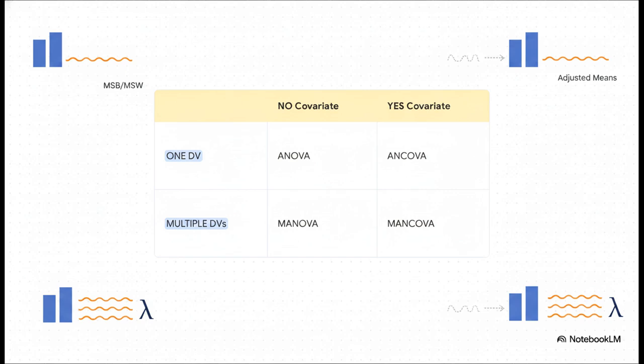square within. Now, if you need to filter out the influence of an extraneous variable, a covariate, you shift to ANCOVA. If you have multiple dependent variables without a covariate, you're going to use MANOVA to test them simultaneously using Wilks' lambda. And if you add a covariate back into that complex mix, well, you arrive at MANCOVA.